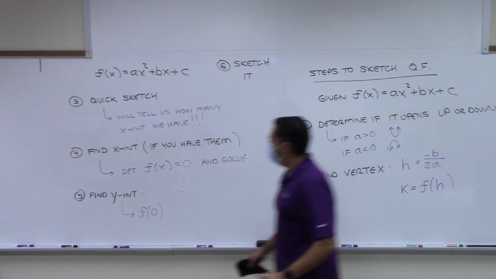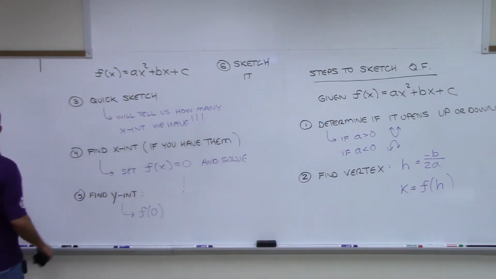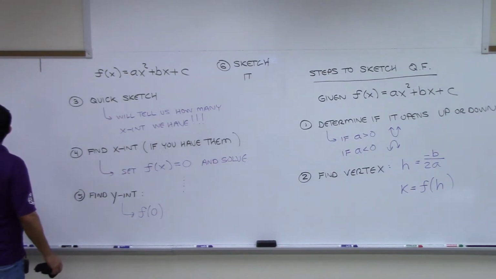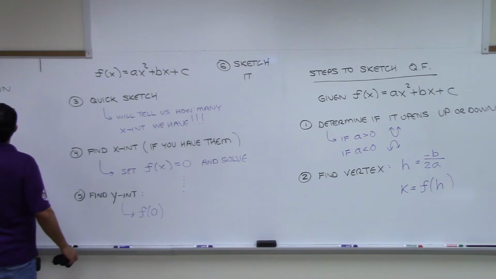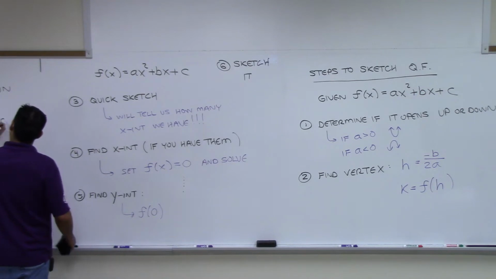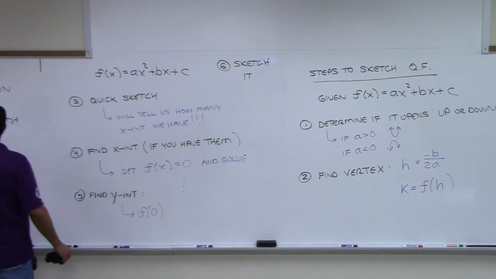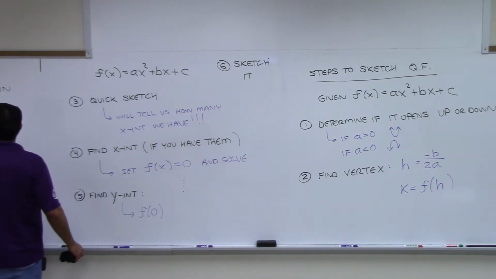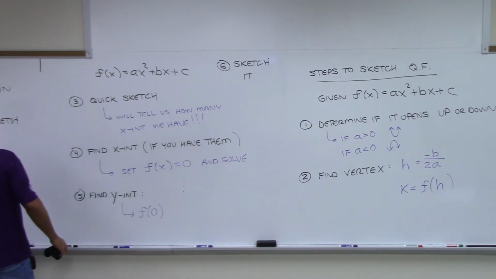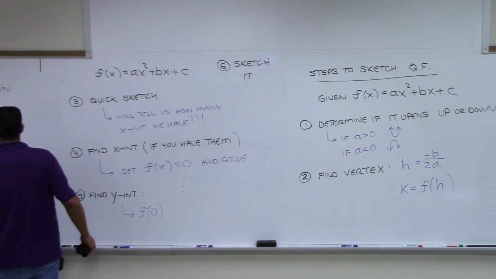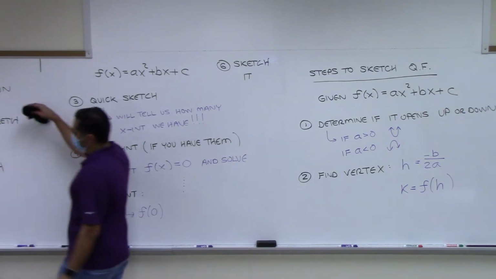Okay. So what I'm going to do here on the side, you've got this down. I'm just going to do a shorthand of this. We're going to see if it opens up or down first, right? Second, we're going to find the vertex. Third, we're going to do a quick sketch. Fourth, x-intercepts if we have them. Fifth, y-intercept. We will have a y-intercept. Sixth, we do a sketch. So that's like the very short summary.